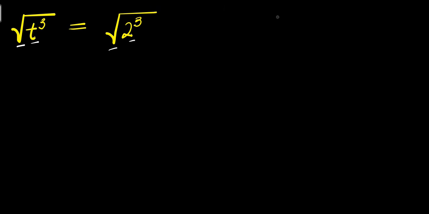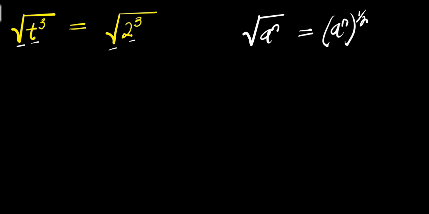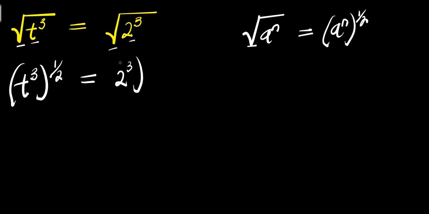So you have square root of a to the power of n. This is a to the power of n raised to the power of 1 over 2 because of the square root here. So we apply the same thing here. This is t to the power of 3 raised to the power of 1 over 2, and this equals 2 to the power of 3, and this is raised to the power of 1 over 2.